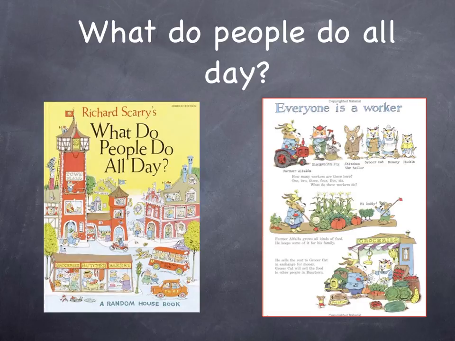The first step is trip generation, which basically asks the same question that Richard Scarry asked: what do people do all day? This was one of my favorite books growing up. In it, Scarry has a page which says, everyone is a worker. In one sense, everyone is a worker. In another, about half the people are workers in paid employment.